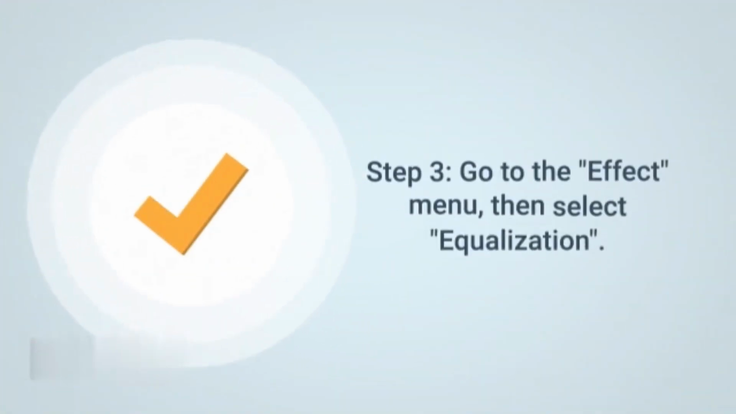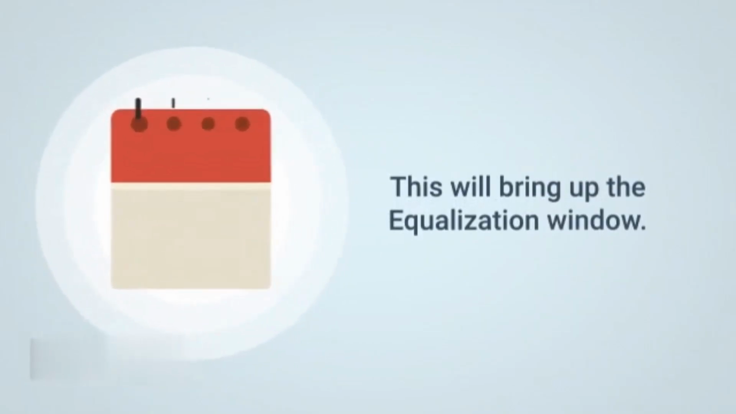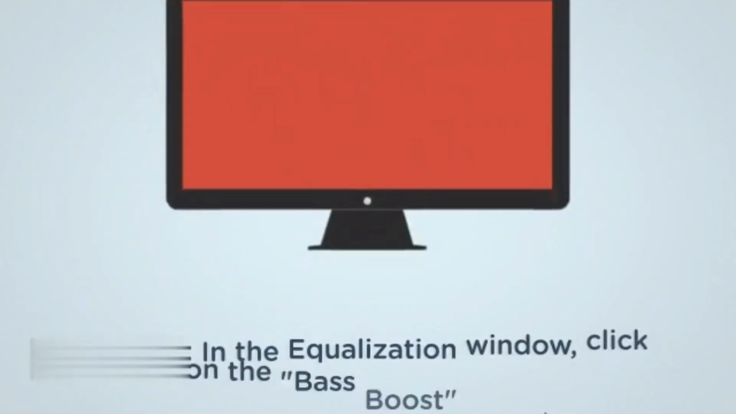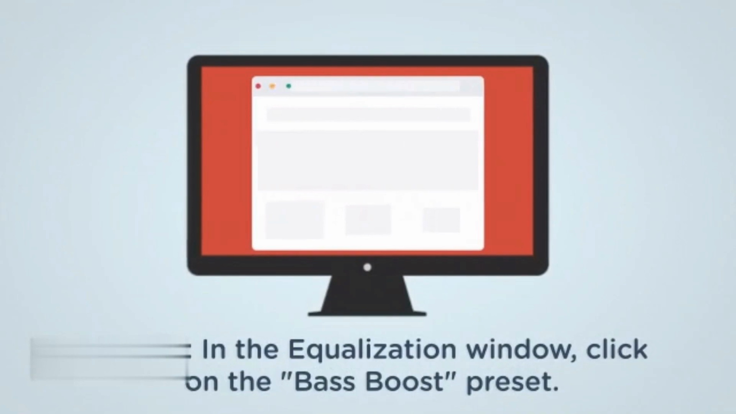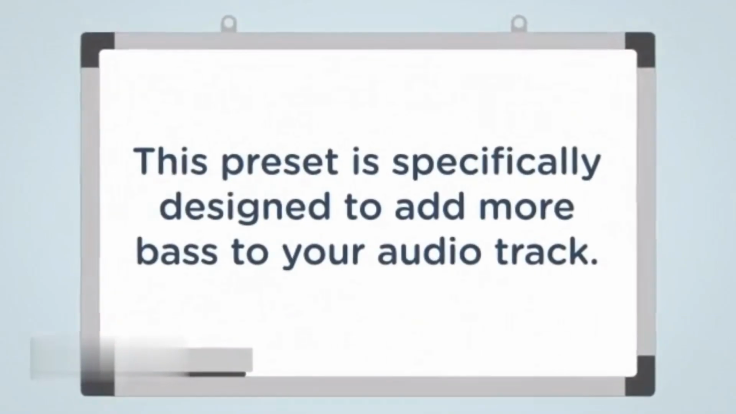Step 3. Go to the Effect menu, then select Equalization. This will bring up the equalization window. Step 4. In the equalization window, click on the Bass Boost preset. This preset is specifically designed to add more bass to your audio track.